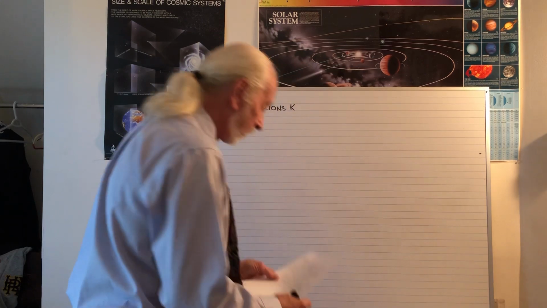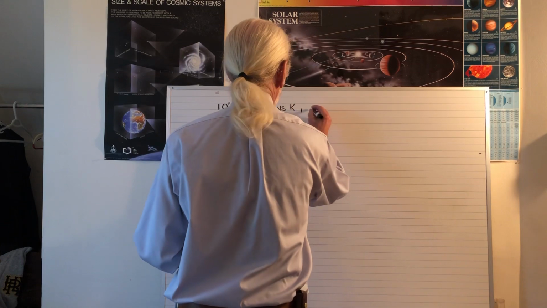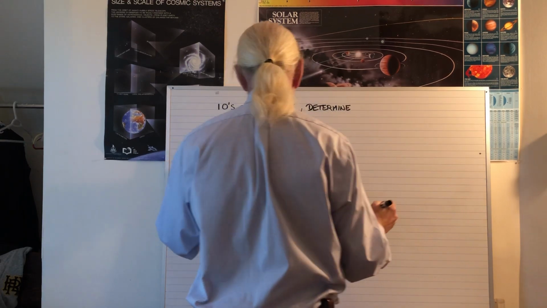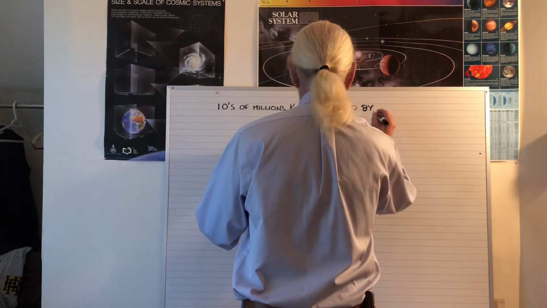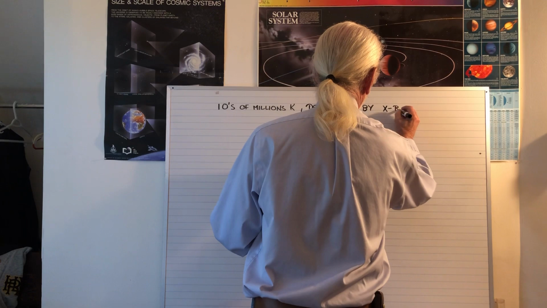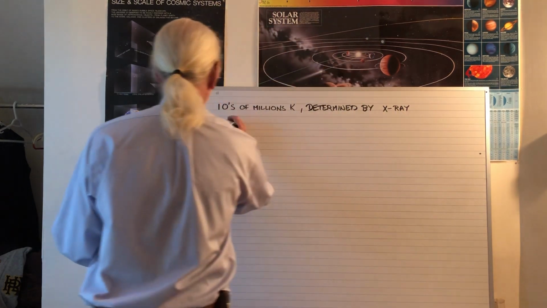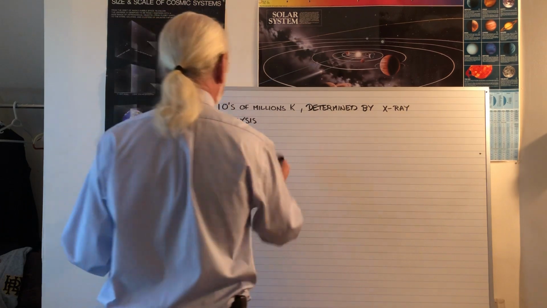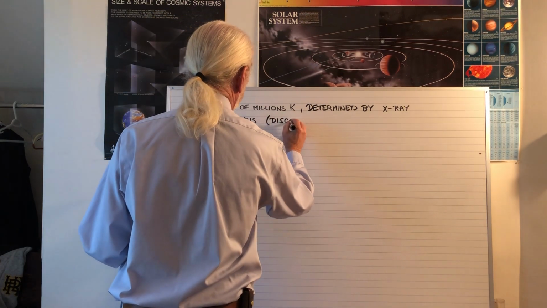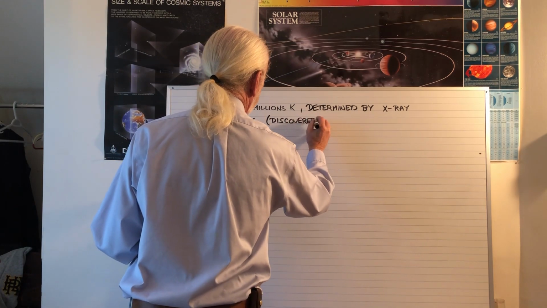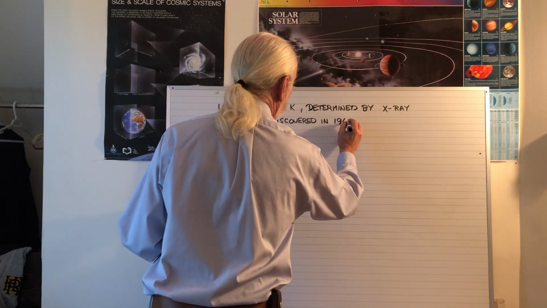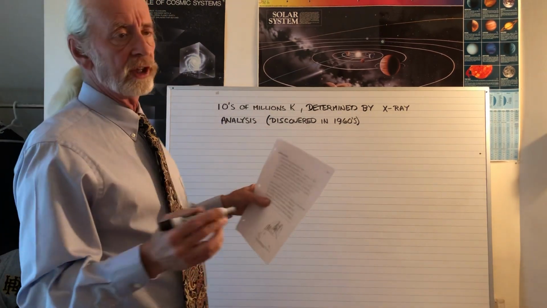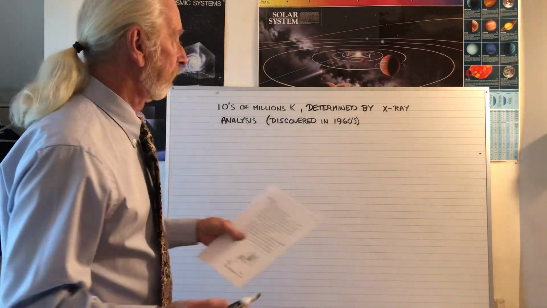So they measure these temperatures in the ranges of tens of millions of kelvins, and we determine this by X-ray analysis. And this was discovered in the 60s. Well, how does that work? Well, again, it has to do with understanding how waves work. One of the basic formulas for waves works this way.